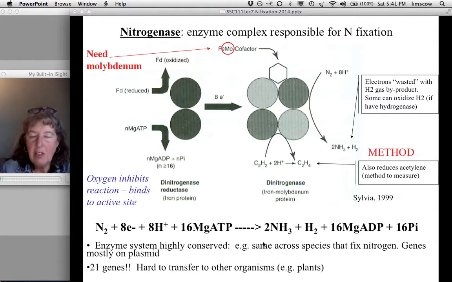As I said, the genes are on plasmids. There's 21 genes altogether. They can transfer it pretty easily among each other. People have been trying for a long time to get it to transfer into plants so they directly fix nitrogen, but that's extremely hard to do, and I don't think people have been successful with it yet, or maybe not successful in a very cost-effective way.